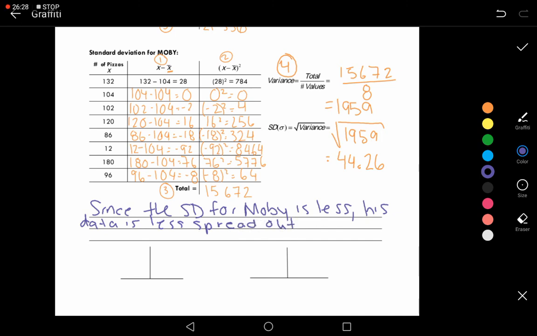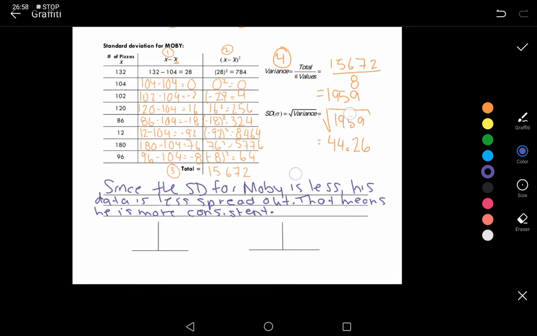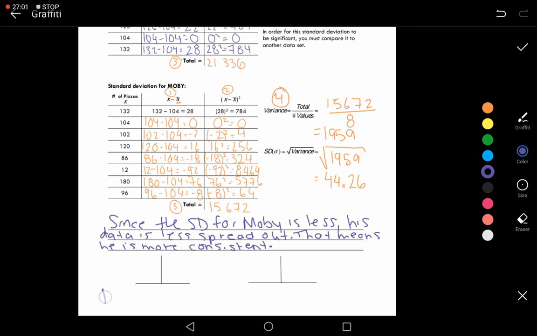Okay, so what if his data is less spread out? That means he is more consistent. Okay, so lower number means you're more consistent. So this means he is more consistent. So we can just finish that off by saying Moby deserves the raise, because remember that's what the question was actually asking us.